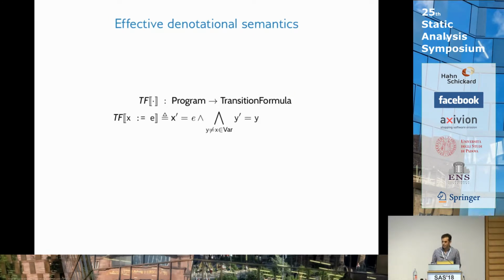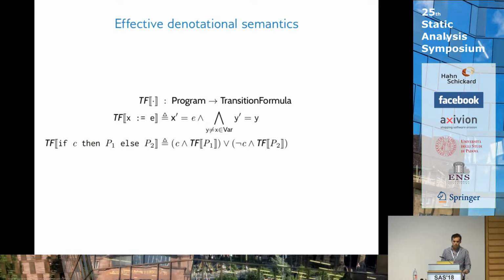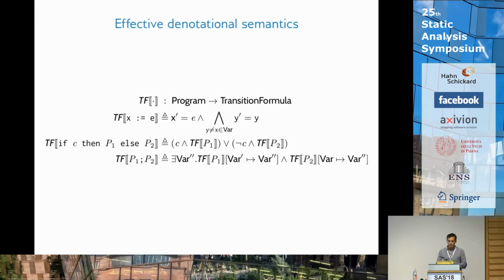So in the base case, we have an assignment instruction, and we can compute a transition formula simply by saying x prime is equal to e, and every other variable doesn't change, so we have y prime is equal to y. We compute a transition formula for a conditional by computing transition formulas for each branch, conjoining with the appropriate guards, and then taking the disjunction of the result. We can compute the transition formula for a sequence by computing transition formulas for each subprogram and then taking the relational composition of the result.